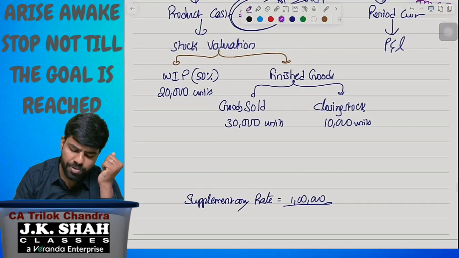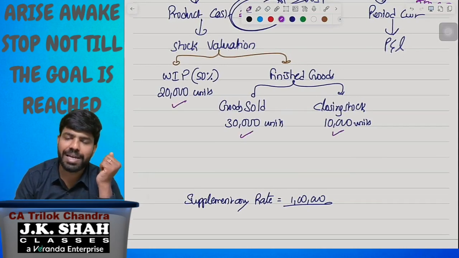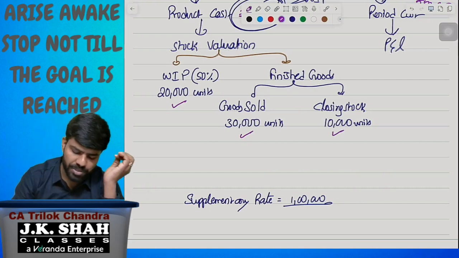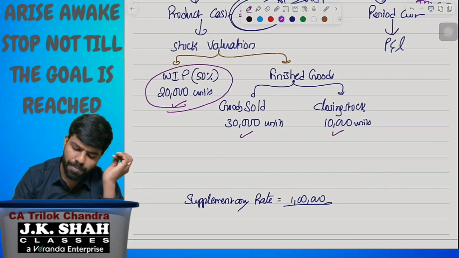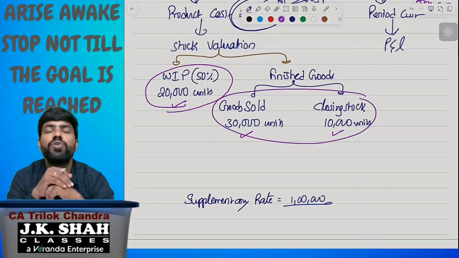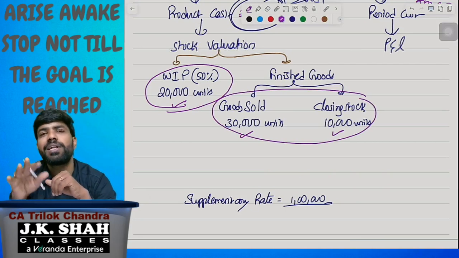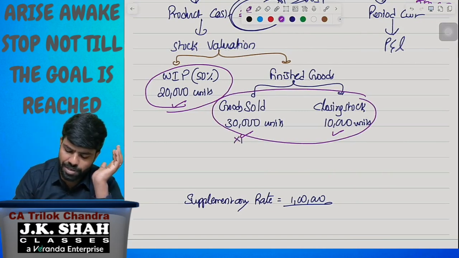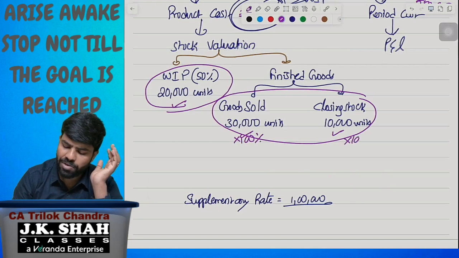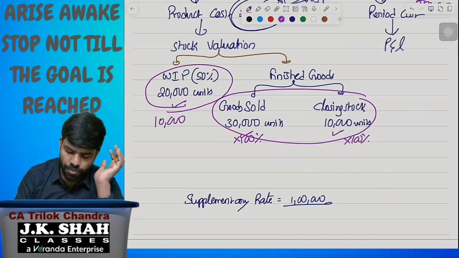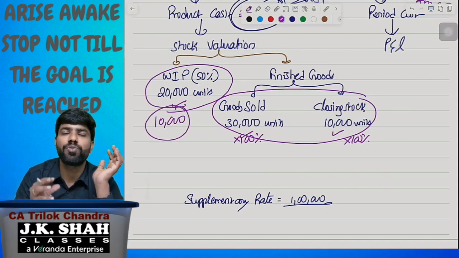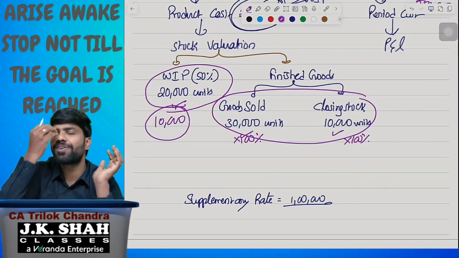How many units are there? 20,000, 30,000, 10,000. Can we add the units directly? Absolutely not. The problem is that these 20,000 units are 50% completed, while the balance units are 100% completed. You cannot add 100% completed units directly with 50% units. So what we need to do is very simple: 30,000 into 100% is 30,000, 10,000 into 100% is 10,000, and 20,000 into 50% is 10,000. Now this is called the equivalent units. This 10,000 is the equivalent unit, got from 20,000 into 50%.